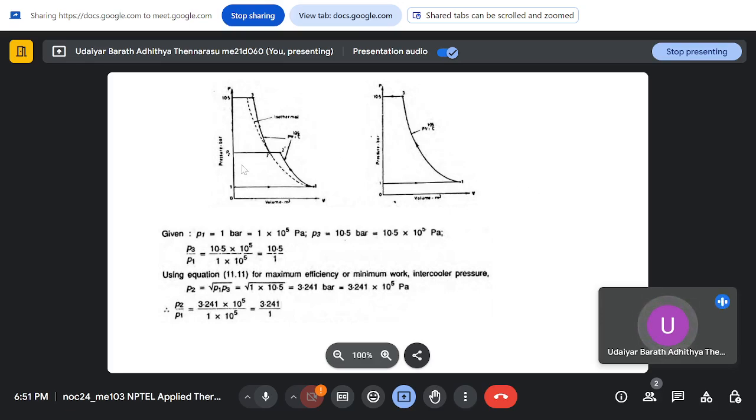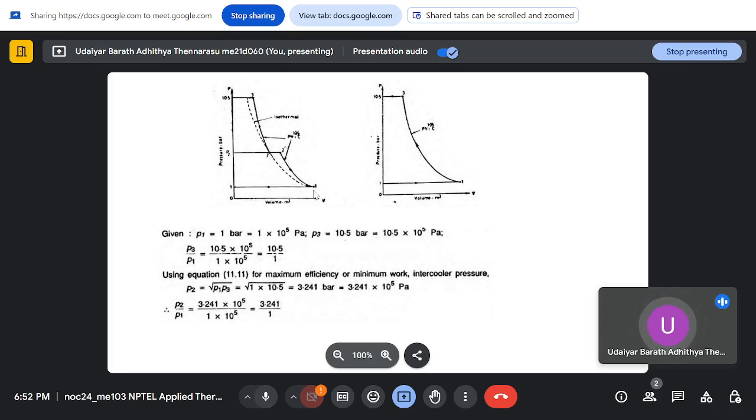So we are assuming an ideal case. From 1 to 2 dash is single stage, and then you are doing an intercooling from 2 dash to 2. If 1 to this dotted line, it will be an isothermal process, and then from 2 to 3 you are doing a compression again. So we need to find this intermediate pressure.